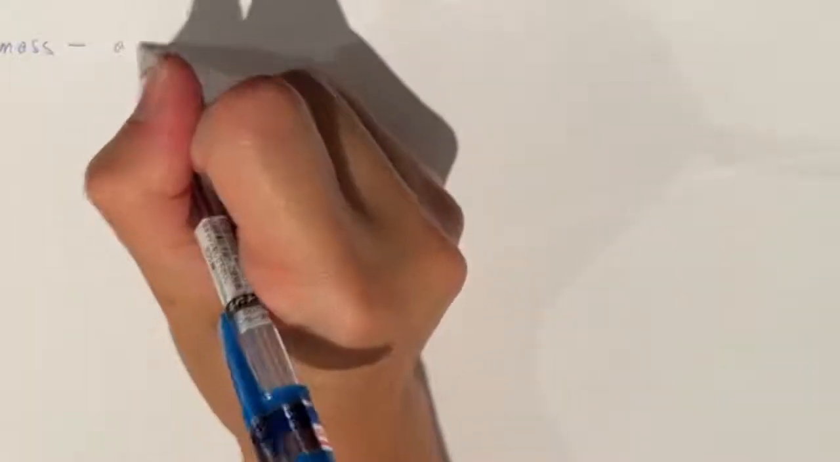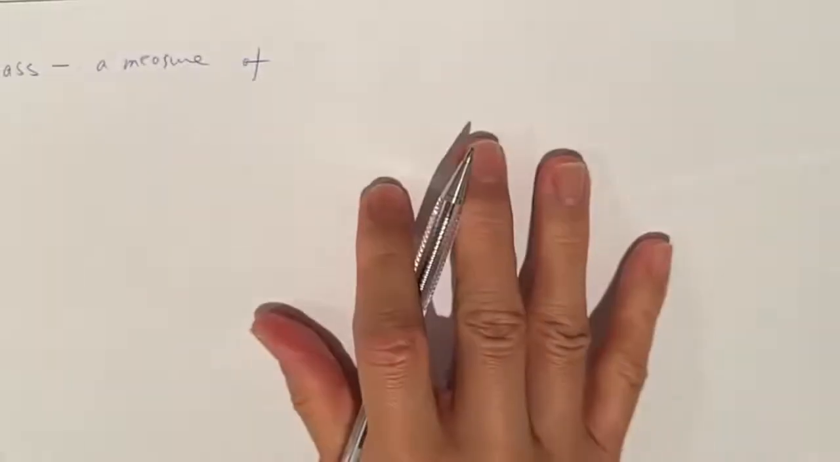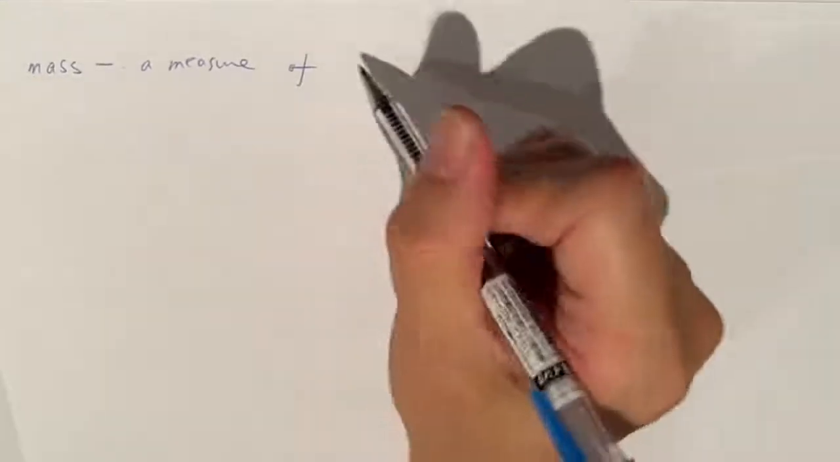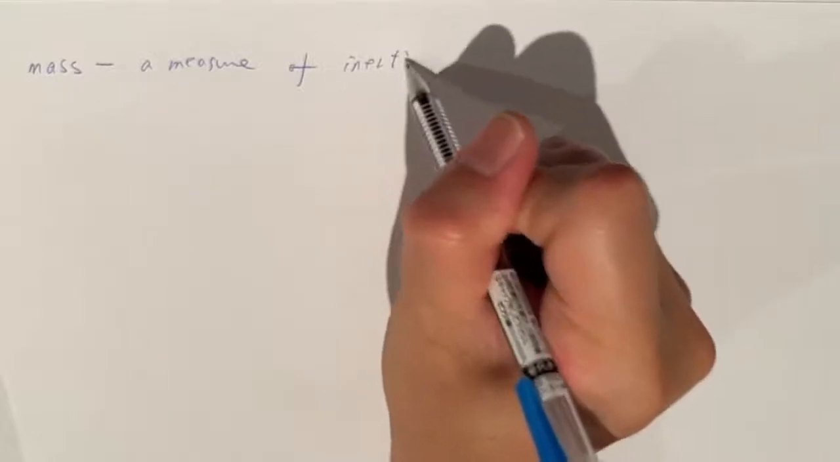Okay, now let's begin. This talk is about 30 minutes, so it won't be long. First, let me clarify one thing. What's the meaning of mass? We all know that mass is a measure of inertia, right? We all learned it before.